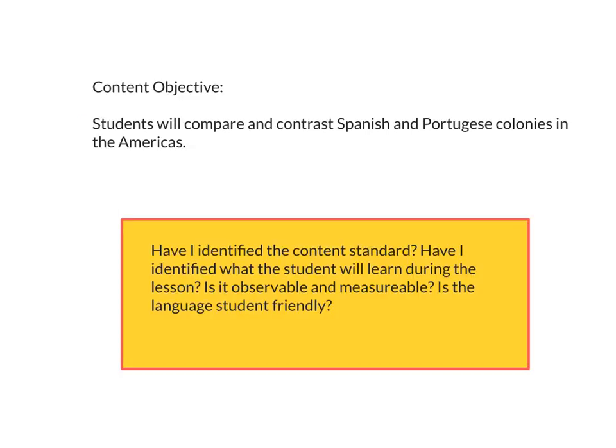Our content objective: students will compare and contrast Spanish and Portuguese colonies in the Americas. Before I move on, I need to check. Have I identified the content standard? Have I identified what the student will learn during the lesson? Is it observable and measurable? Is the language student-friendly?